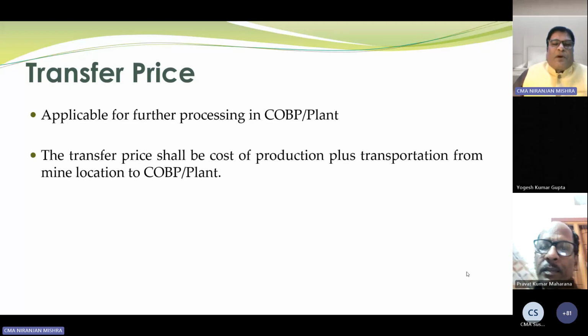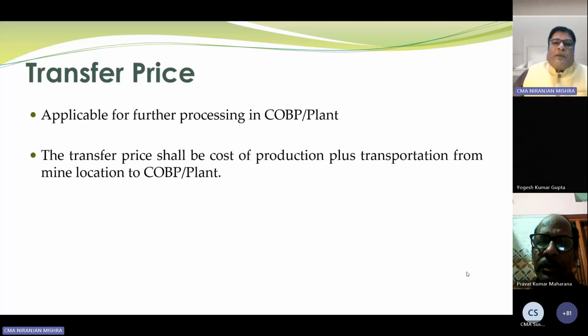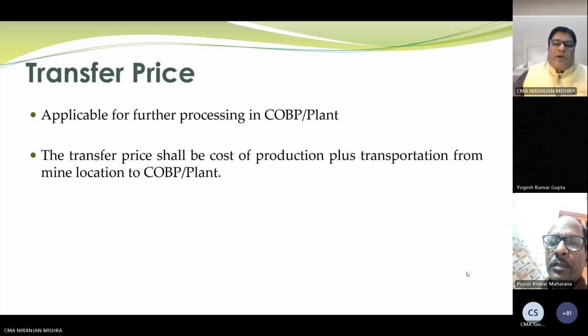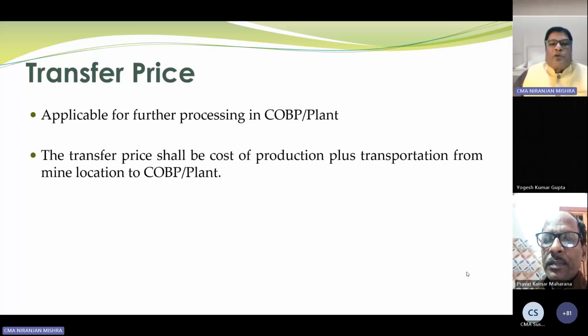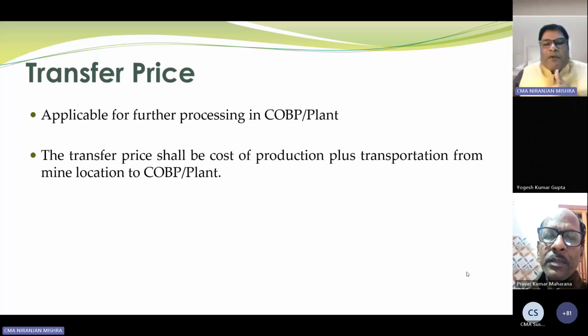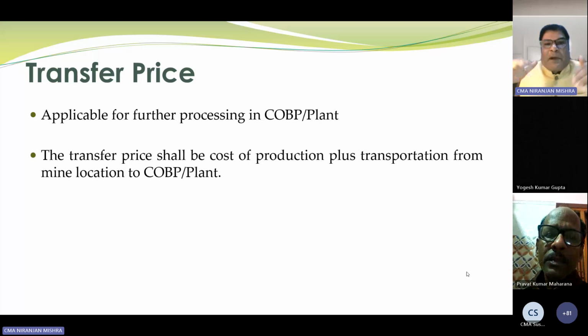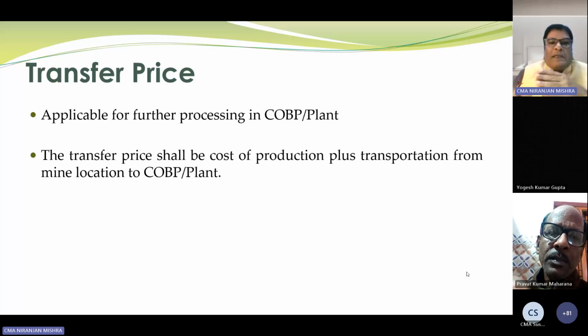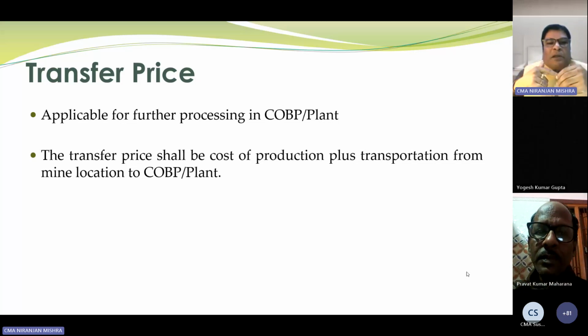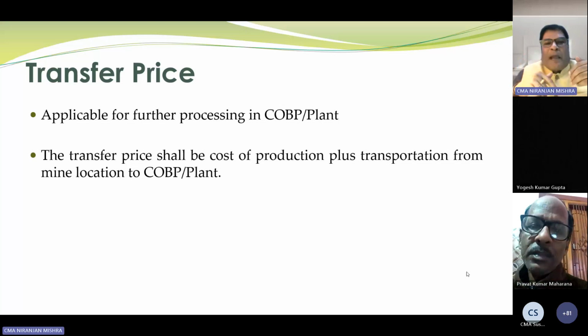Say to derive 100 MT of ore, we have spent 1 lakh rupees. Out of 100 MT, 20 MT is your low grade and 80 MT is your high grade. So the ratio is 80% to 20%. In that case, 20% of the cost of production will be apportioned to the low grade ore on the basis of the average IBM price or sales price. So that we have devised. Then we will add the cost of transportation from the mine to the plant.